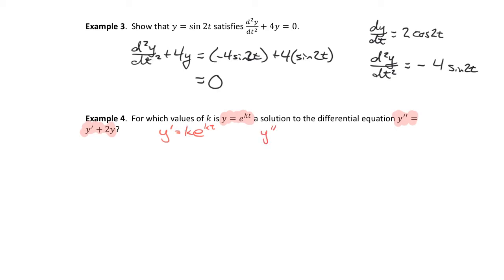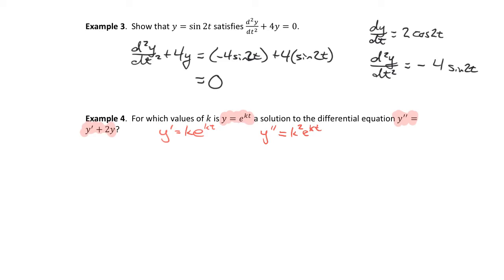On the other hand, y double prime, we're going to take the derivative of e to the kt again. There's already a k in front. When we take the derivative of e to the kt the second time, we get an extra factor of k, so it's going to become k squared. Again, that's the chain rule taking over for us. Now, we know that this is a solution for some values of k, so let's figure out what those are.